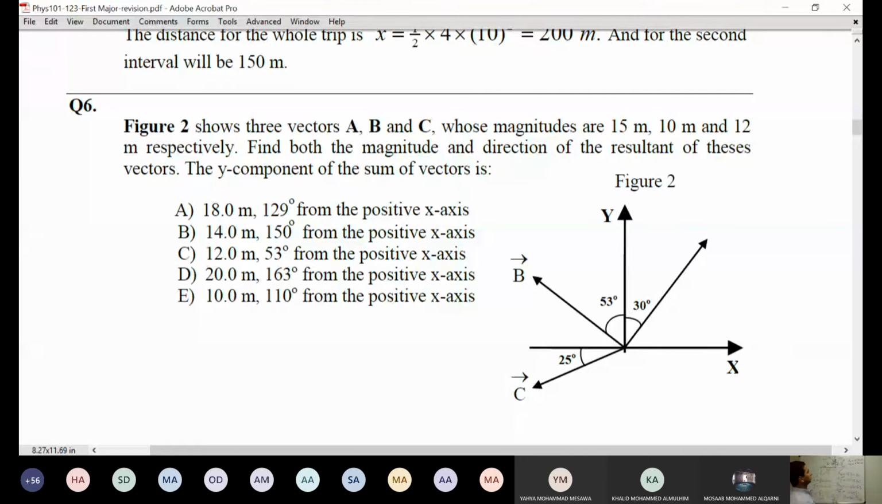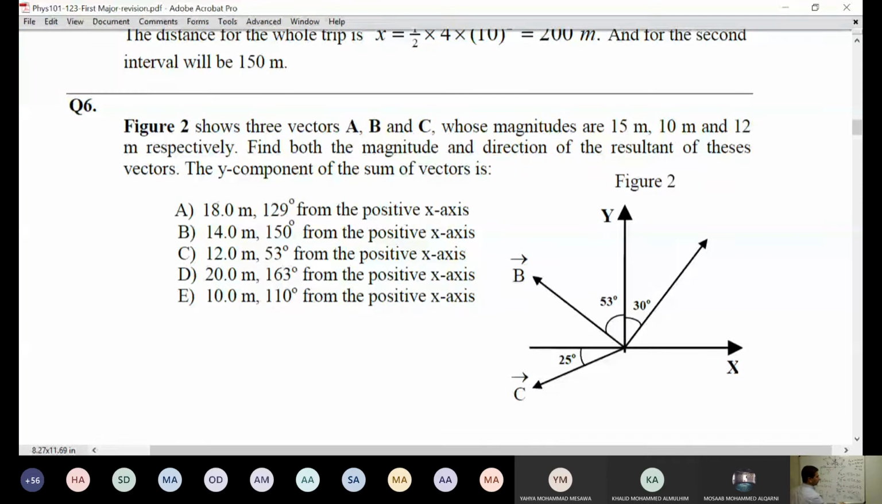For example, for this one, the angle that B is making is 90 plus 35. So 90 plus 35, how much is it? Sorry, 53. 90 plus 53. So this is 3, and here we have 14, right?